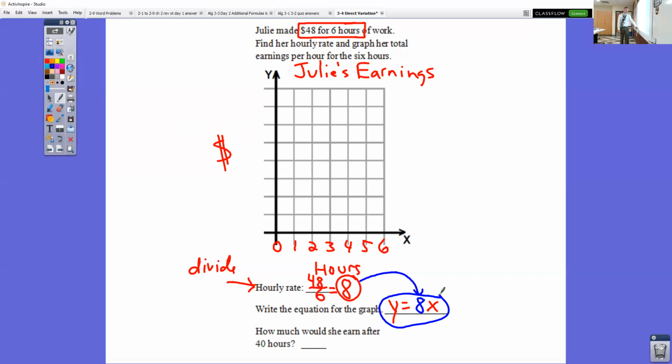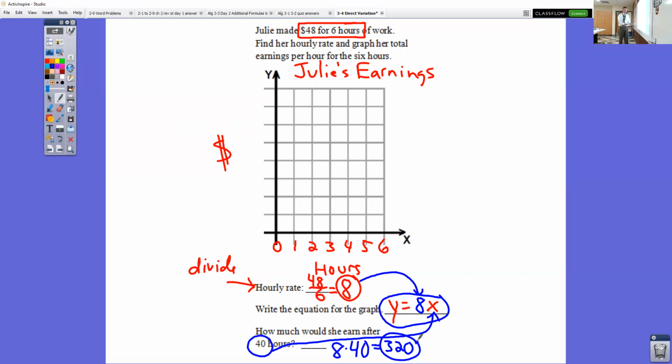So how much would she earn after 40 hours? Well, you could do this question at any point in time. If we wanted to figure out how much she made for 1 hour, we would sub in a 1 there. 8 times 1 is 8. If we want to figure out how much she made after 2 hours, 8 times 2 is 16. We want to know how much she makes after 40 hours. So what we're going to do is take that 40 and sub it in for x. She's making $8 an hour. She's working for 40 hours. So we're going to multiply those two things together. 8 times 40. After 40 hours, she's going to make $320.